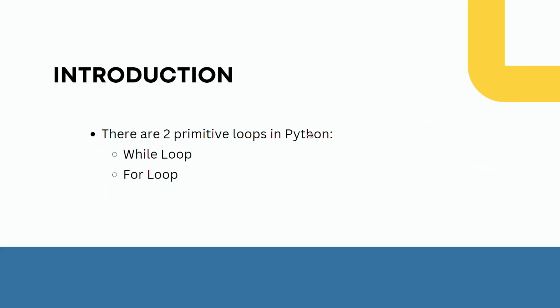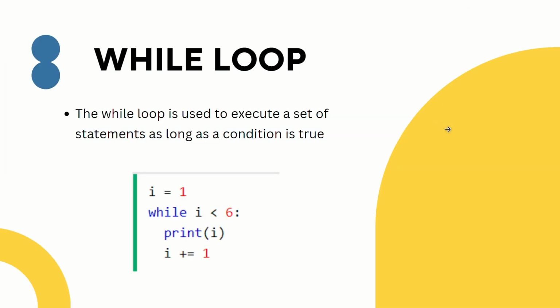So there are two primitive loops in Python, the while loop and the for loop, and both of them to a certain extent are similar. There are minor changes and minor differences, however. So the while loop is used to execute a set of statements as long as a condition is true. So if you probably do not know the number of iterations and you want to run certain statements whenever the condition is true, then you will be using a while loop.